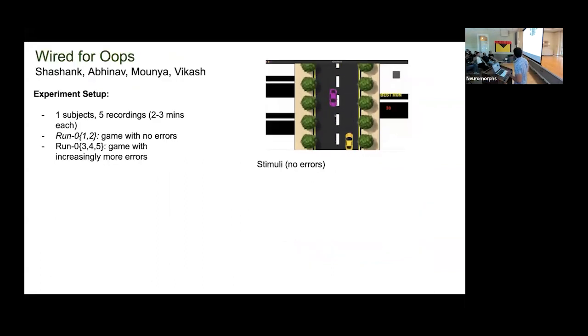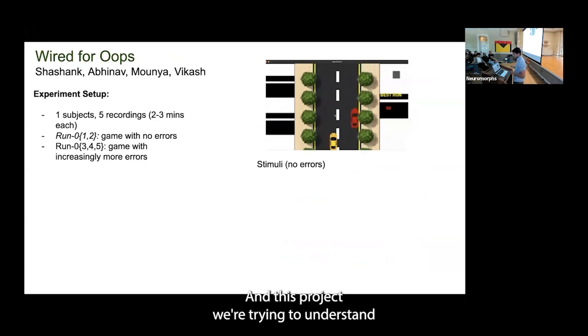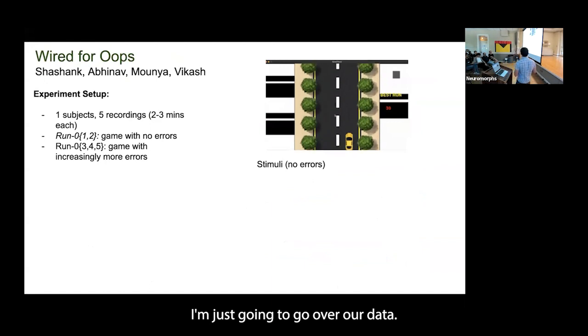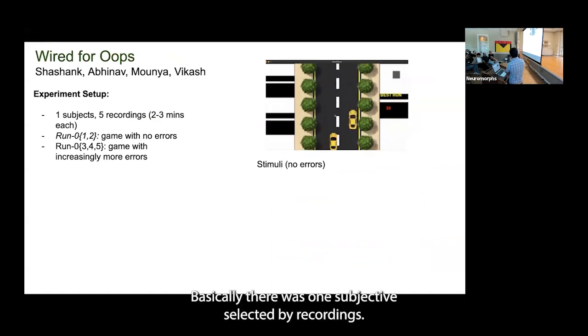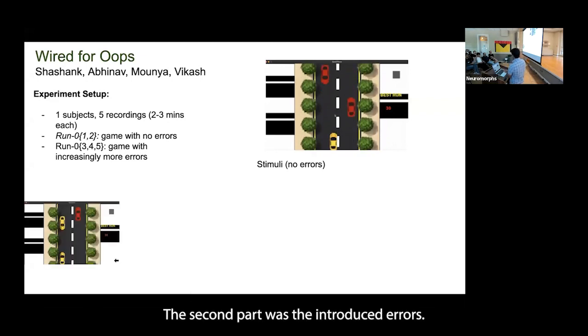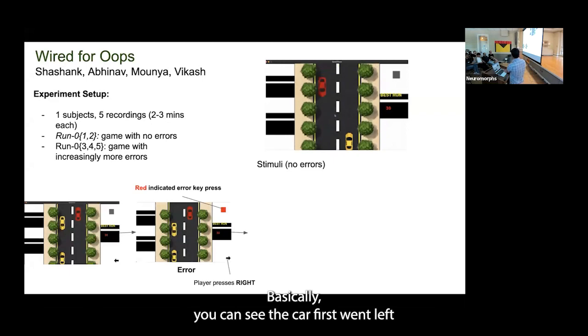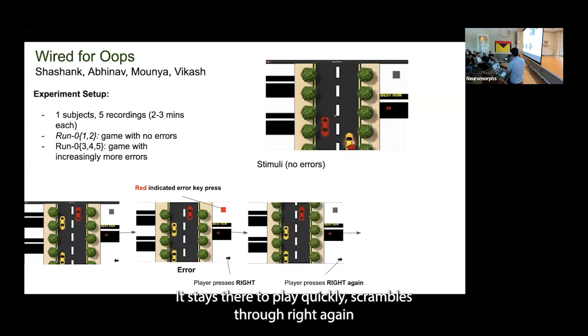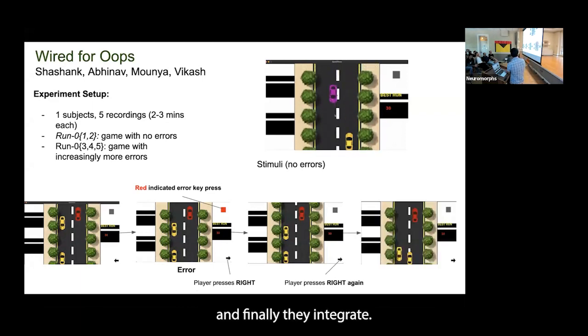Hi everyone, I'm Kishan, and this project was trying to understand the neural correlates of motor error. I'm just going to quickly go over our game and the experiment setup. Basically, there was 1 subject, we selected 5 recordings. The first stimulus was a game with no errors. The second part was the introduced errors. You can see the car first went left, and then as there's a car incoming, the player is trying to go right, and it doesn't go right, it stays left, so the player quickly scrambles to go right again, and finally they end up right.